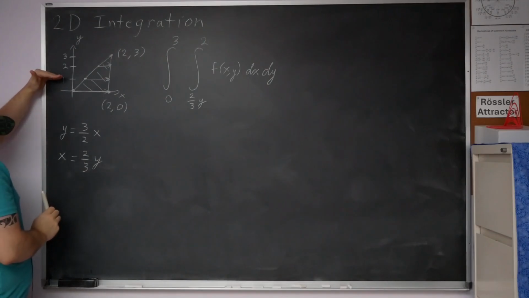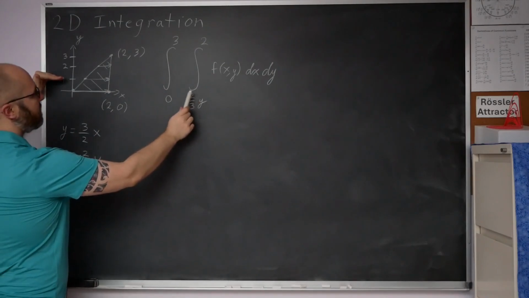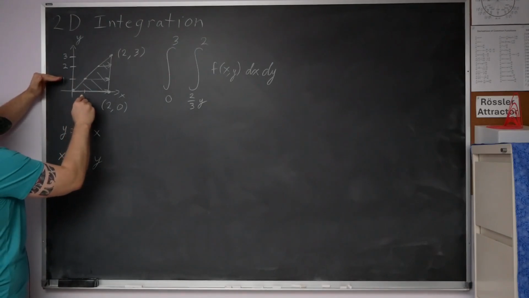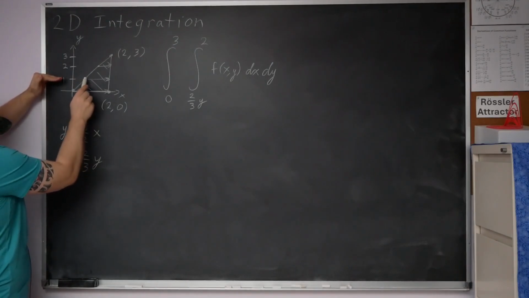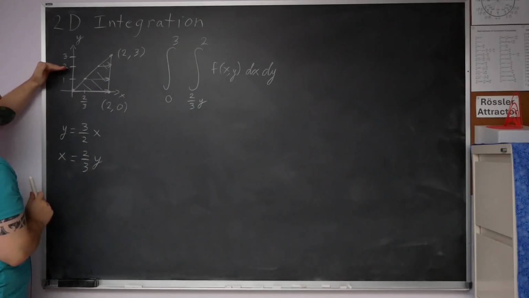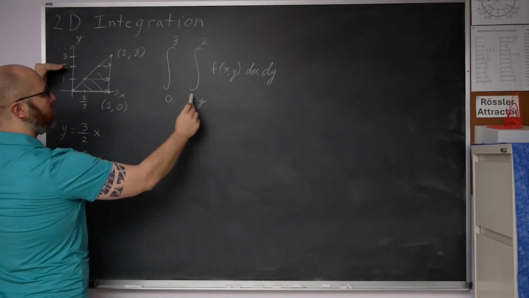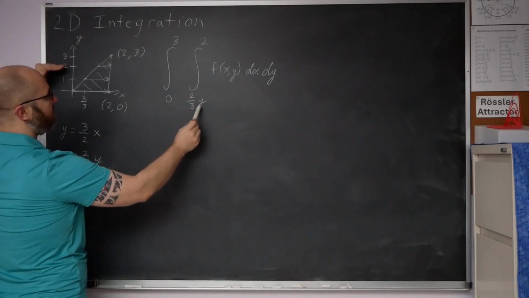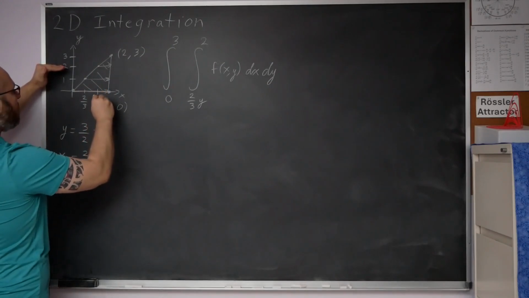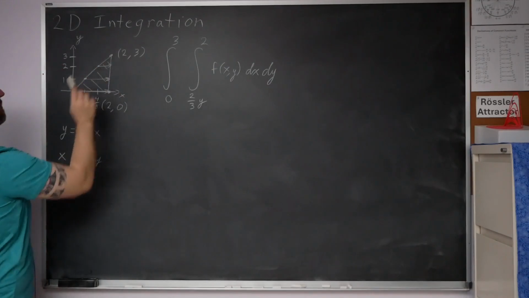If y is 1, then x is going to go from 1 times 2/3, so 2/3 to 2. I'm pretty sure this point here is 2/3, and x will go from 2/3 all the way to 2. If y is 2, then x goes from 2/3 times 2, so 4/3 to 2. And so this point here is 4/3. And yes, we go from 4/3 up to x equals 2.